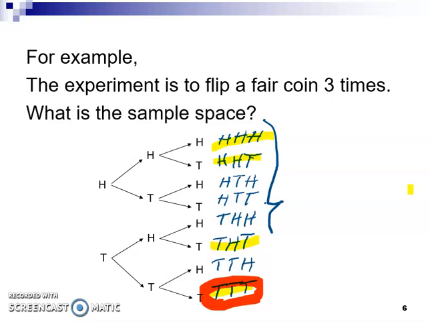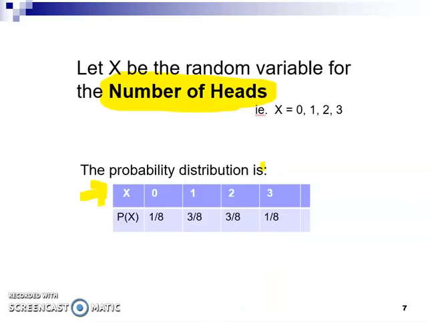Now for 1 head, the outcomes could be this, that's 1 head, this outcome has 1 head, this outcome has 1 head. So that's it. You've got 3 outcomes that consist of 1 head. So when I go back and look at my probability distribution, this 3/8 is 3 out of 8 outcomes for 1 head.